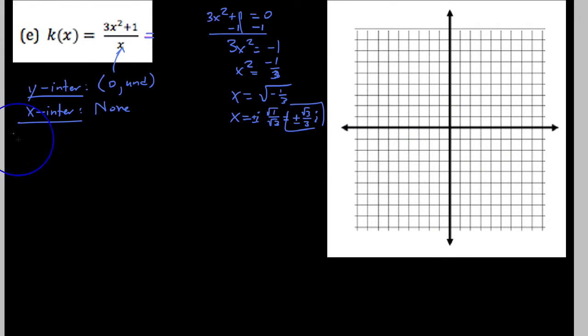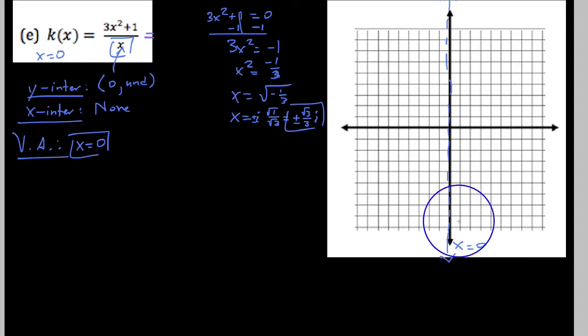Cool. Moving on, vertical asymptotes. Here's one big reason why it never hit the y-axis: where would this be undefined? If I set the denominator equal to 0, it's 0. So I have a vertical asymptote at x equals 0. We need to throw this on the graph here. I'm trying to draw it off to the left a little bit, and I'm not doing a very good job, but x equals 0 is a vertical asymptote of this.